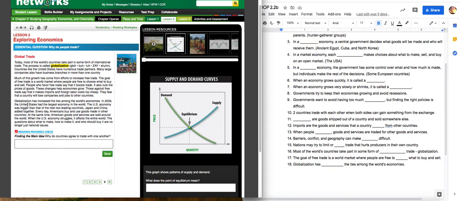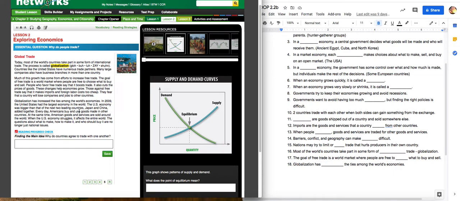Last paragraph. Globalization has increased the ties among world economies. Your last blank for number 18. In 2009, the United States had the largest economy in the world. In fact, the U.S. economy was bigger than the next two leading countries, Japan and China. Guys, that's 2009. Our economy was so good that second place and third place, add them together, doesn't even equal ours. That's not true anymore. China's economy is absolutely booming, and ours is struggling to the point where China could pass us. We're still the largest, but the day is coming.